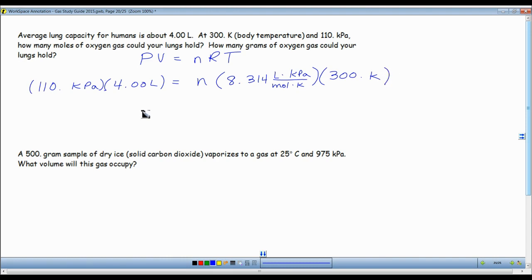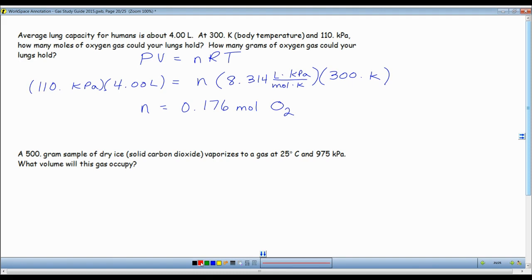But now, I mean, this isn't bad, right? Now it's just algebra, plug and chug. Okay, so I want to solve for N. So I'm going to take my 110 times 4. And then to get N alone, I'm going to divide both sides by the 8.314 and divide by the 300. Boom, got it. Now for sig figs, again, I'm not super crazy. All of this data has 3 sig figs, so I'm cool with 3 in my moles. 0.176 moles.